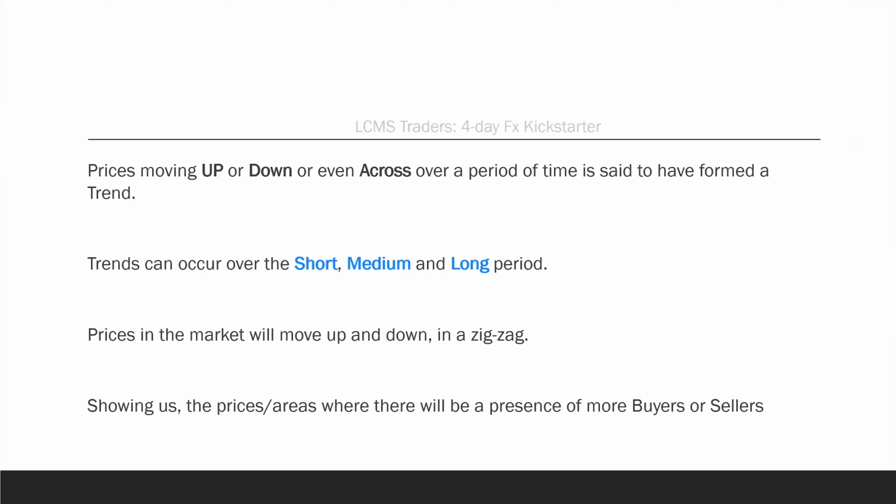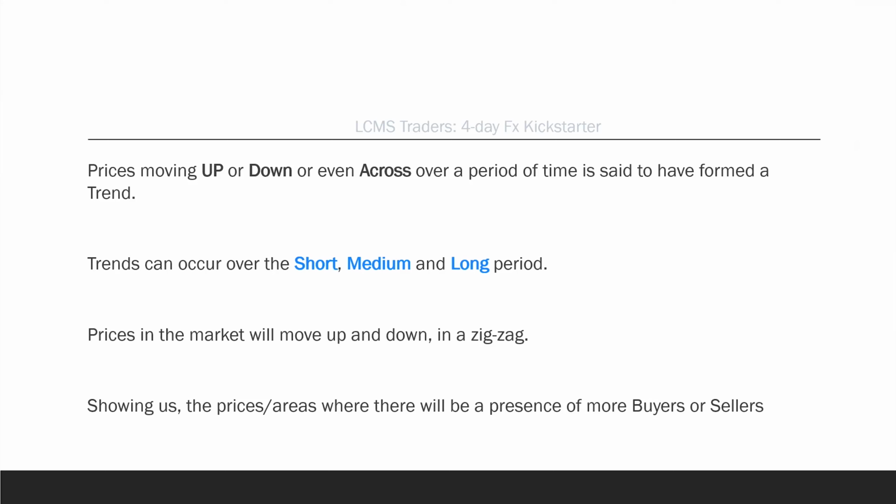The main thing is you need to understand that prices in the market do not move in a straight line. Prices in the market will move up and down in a zigzag formation. Why they do this is because at any point in time in the market, at any price, there is always a lot of buyers and sellers. If there are more buyers than sellers, price will go up because demand is higher than supply. If there are more sellers than buyers, then you see price drop.